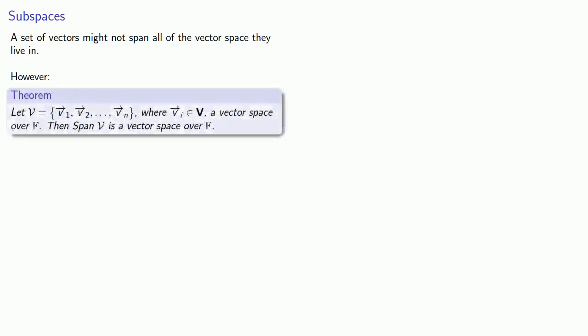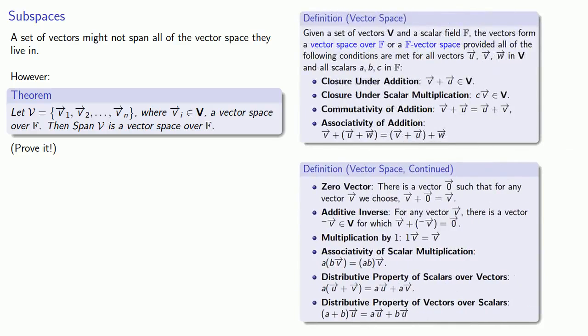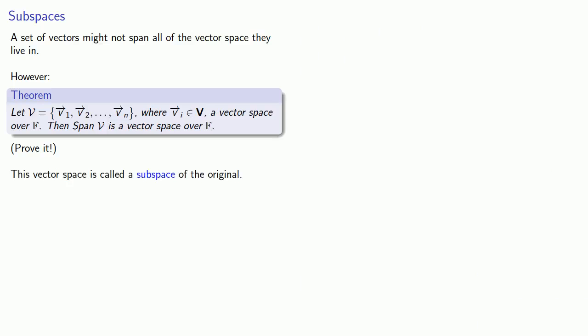If I have any set of vectors which live in some vector space, the span of that set of vectors is also a vector space. And of course this is something you should prove by showing that the set of linear combinations of these vectors satisfies all of the requirements for getting into club vector space. The vector space that we produce is called a subspace of the original. However, it's important to note that this is an inclusive definition, so the subspace might potentially be the entire thing.